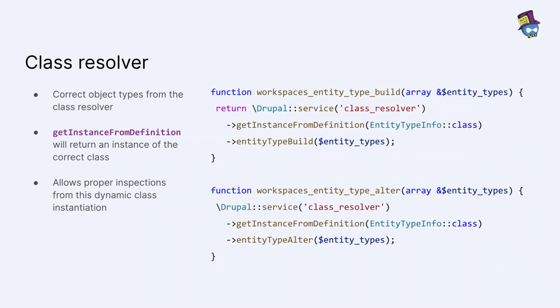So get instance from definition. Essentially it says, hey, when somebody calls this, the class that they've passed in is the class that's returned. So that way when you do entity type build or entity type alter, phpstan knows that you're actually calling a method from the class that was passed in, or it will warn you that method doesn't exist. You got this class, but it's not really there. Like the class doesn't exist or the method doesn't exist.